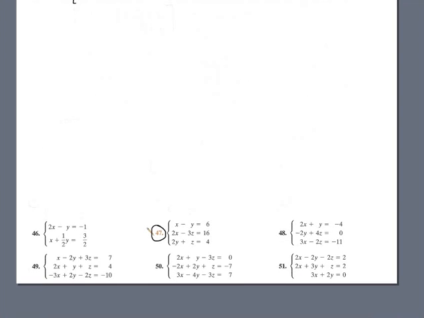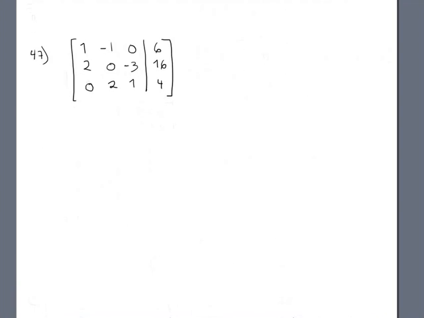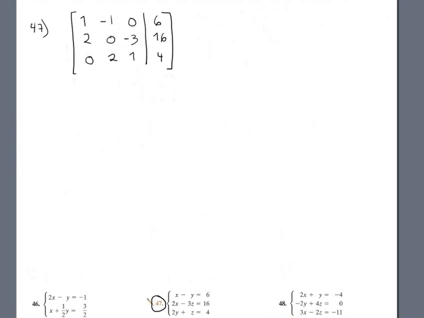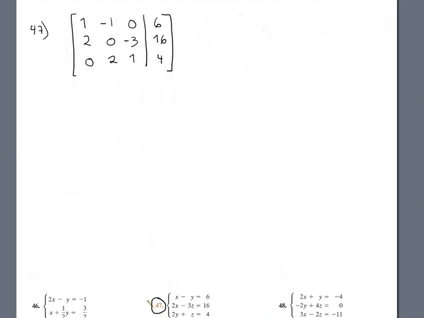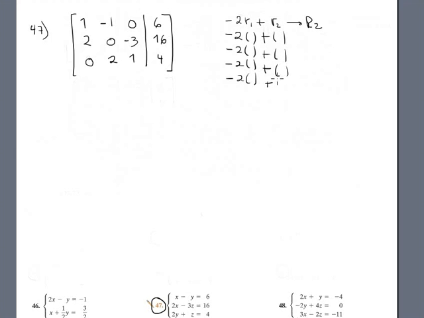Okay, let's see 47. This is the matrix associated with 47. Take a look. Good. Now, this is a pivot, 1. Let's apply the following row operation: minus 2R1 plus R2 stored in the new R2. Minus 2 times every element in row 1 plus every entry in row 2.